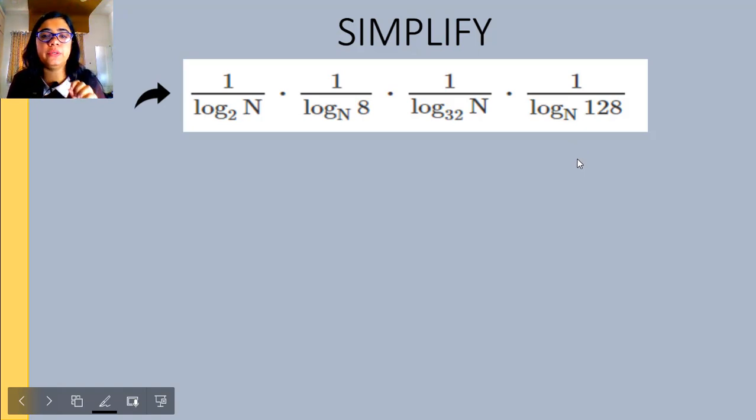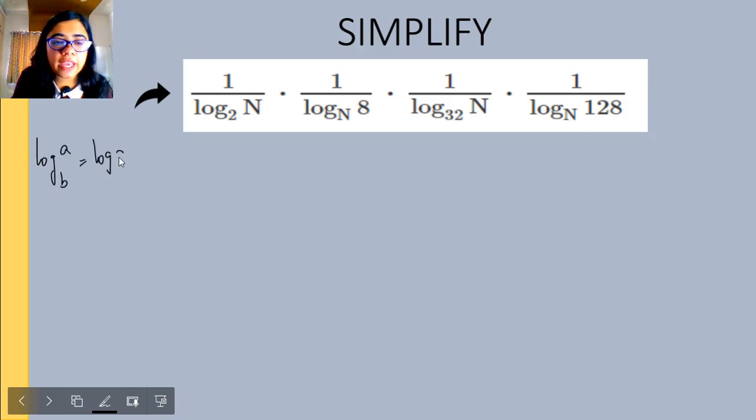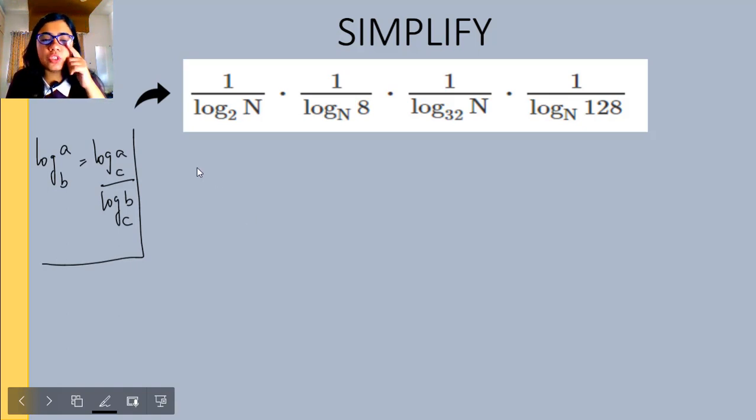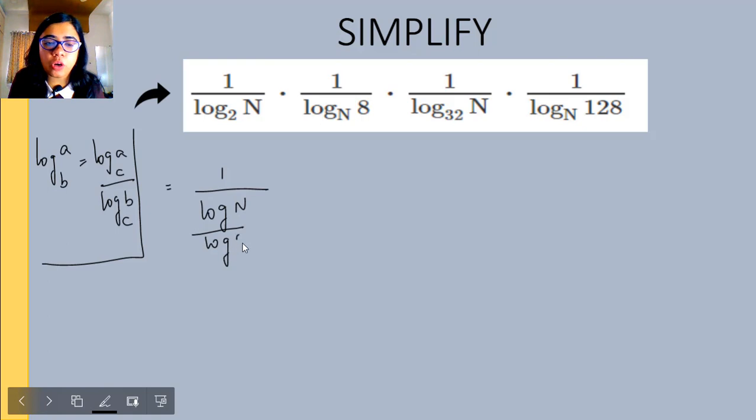What you can do is you can use the change of base property. If you use the change of base, there are higher chances you will be able to solve this question very easily. How do you use the change of base? Look, you have 1 upon log n to the base 2, right? We have a property which says that log a to the base b can be written as log a to the base c upon log b to the base c. Okay, so I'm going to use this property for all these terms. So I can write this as 1 upon log n upon log 2.